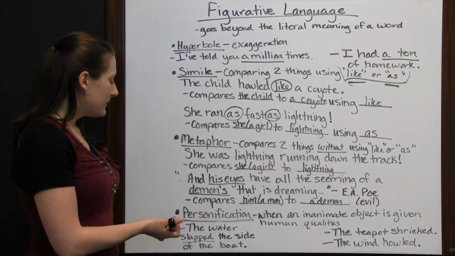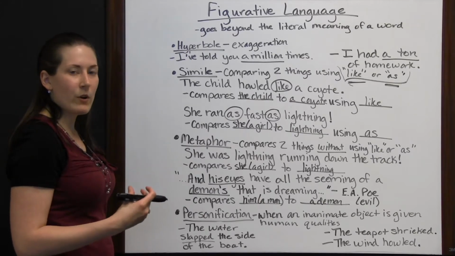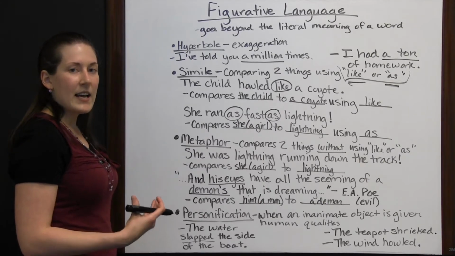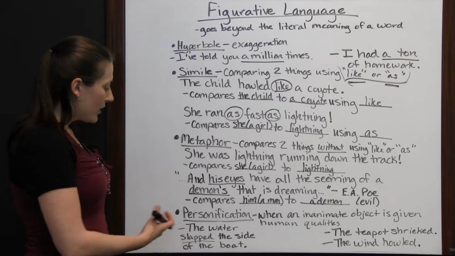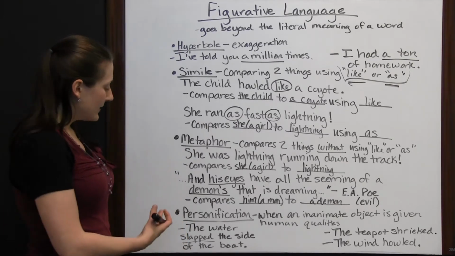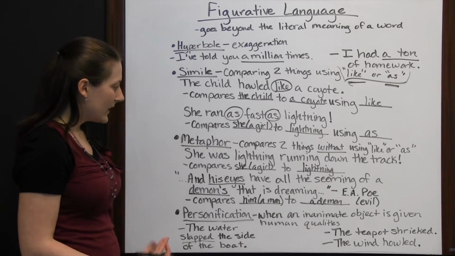Depending on what the story is about where this sentence appears, it could be that the water is being made as like an evil character. If someone drowns in this story, then the water would be seen as an enemy, and so it slapping the side of the boat would give it that negative feeling.